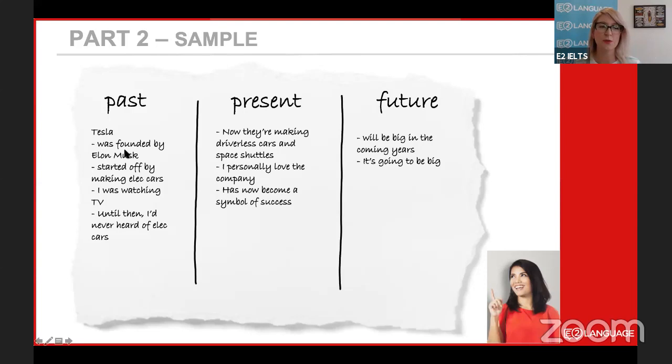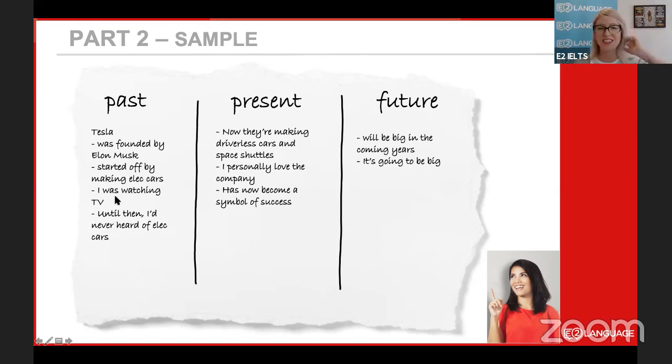In the past, Tesla was founded by Elon Musk, started off by making, I was watching, until then I'd never heard of. Look at this column here. There's actually a lot of grammatical range here. So it was founded by, this is past passive. Started off, that's just past simple. Was watching, what do we call that?